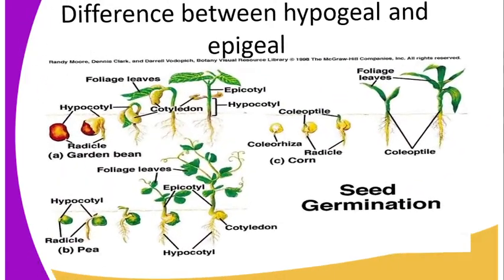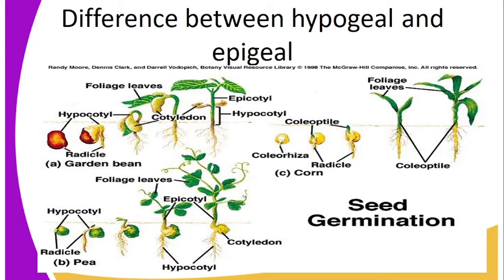The cotyledon remains below the ground, and these are the differences between hypogeal and epigeal germination. You can see from our diagram, in epigeal germination, the cotyledons are pushed above the ground due to the lengthening of the hypocotyl.